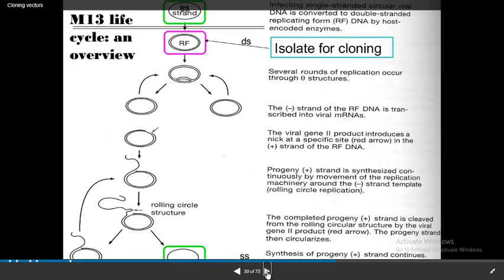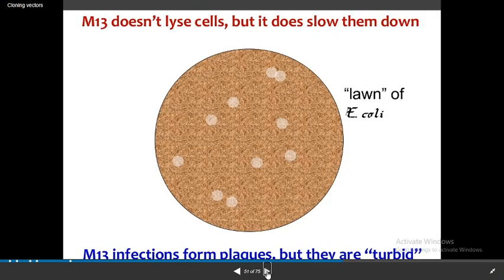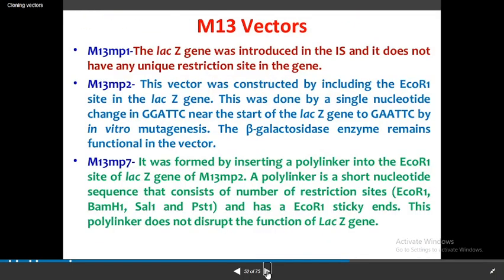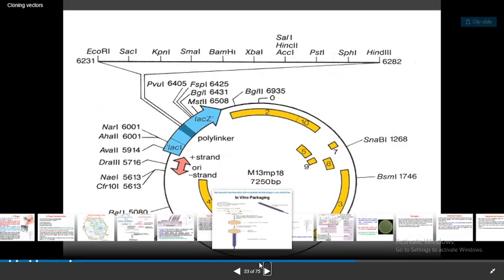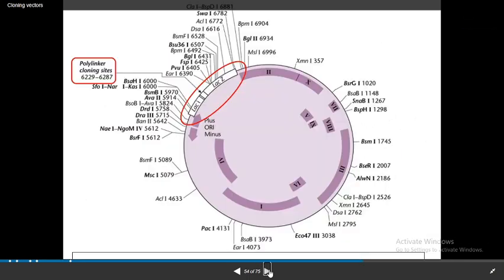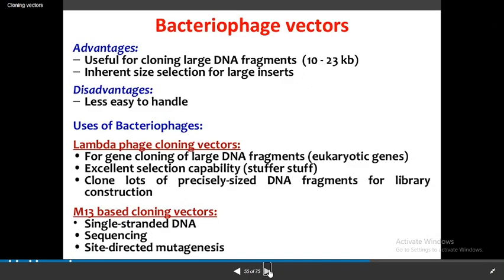So today we have learned about what? The vectors, cloning vectors, different types of cloning vectors. So we are at M13 vectors. How do M13 vectors look? This is the condition of M13 vectors. There is the lac I site. Restriction enzymes, molecular scissors, are there. Everything is there. The list goes like that.